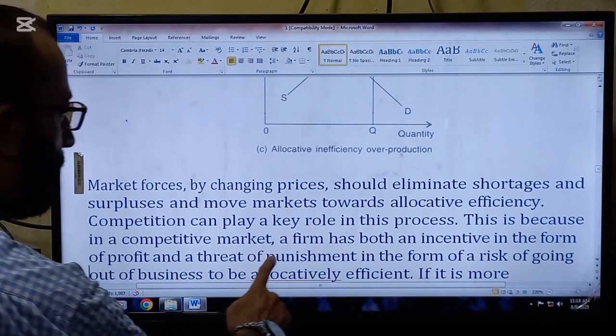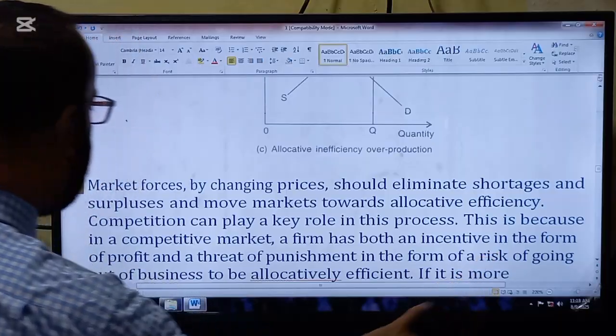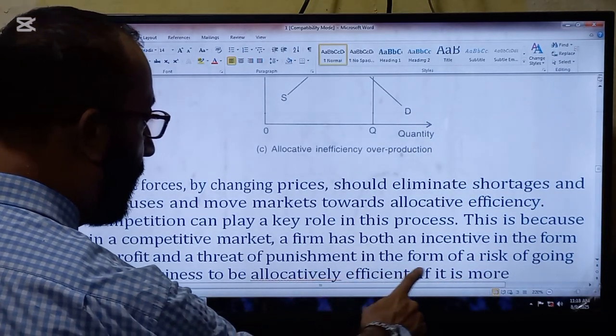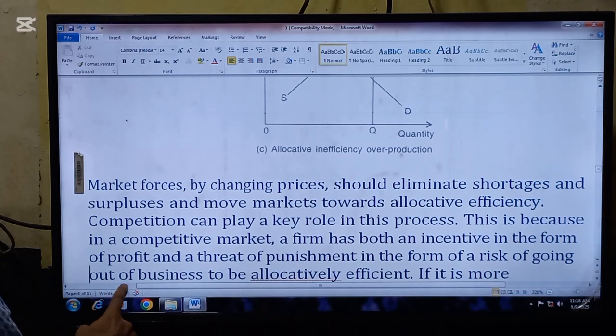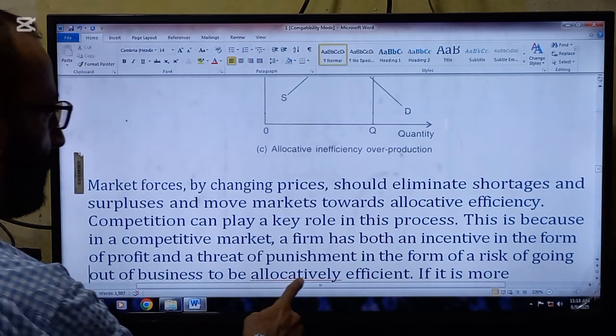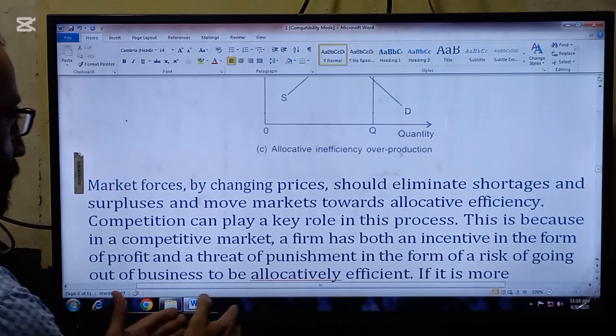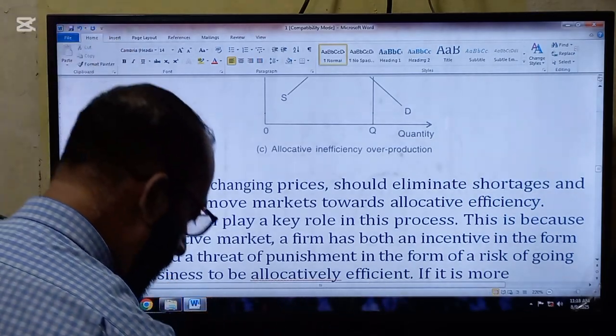Competition can play a key role in this process. This is because in a competitive market, a firm has both an incentive in the form of profit and a threat of punishment in the form of a risk of going out of business to be allocatively efficient.